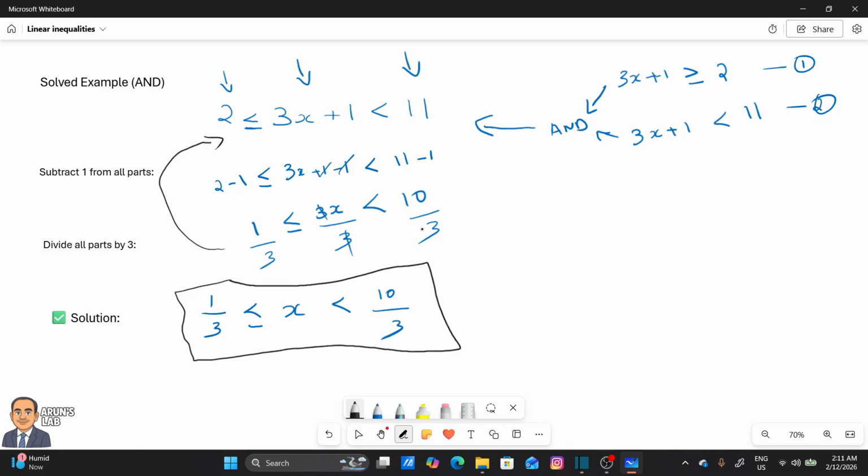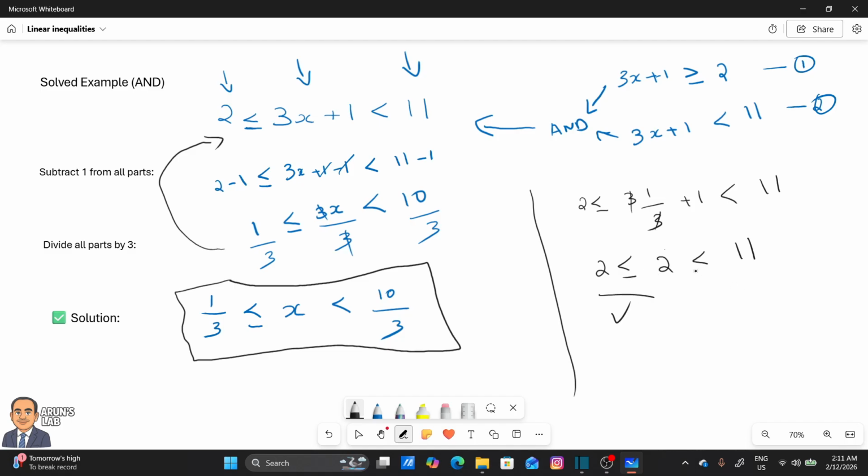So we can also substitute one value here, for example, 1 by 3. If you substitute 1 by 3 here, will this inequality be satisfied or not? I will show you. See, 2 less than or equal to 3 times 1 by 3 plus 1 less than 11. So 3 and 3 cancel. 2 less than or equal to, well, what's left here is 1. 1 plus 1 is 2. 2 less than 11. Is it true? Yes. 2 is greater than or equal to 2. This side is true. And 2 is less than 11. This side is true. See, this is how we check our answers.